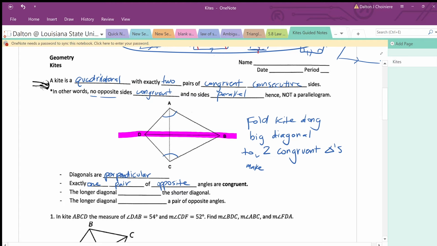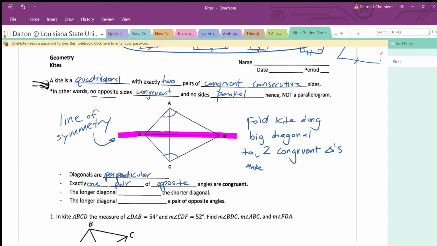That's important. If you don't have a highlighter or color, shade over DB and make it pretty dark. This big diagonal is also called the line of symmetry. That means every part of the triangle on top is the same as every part of the triangle on the bottom, right? Angle A is already congruent to angle C.